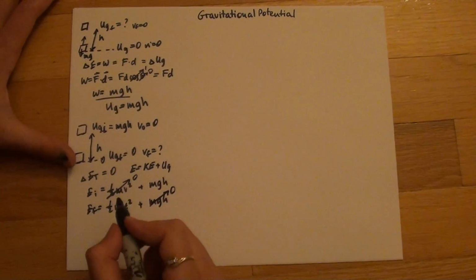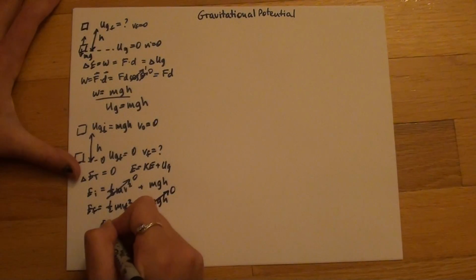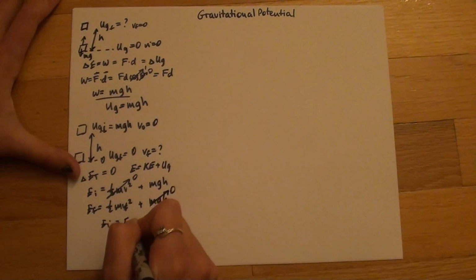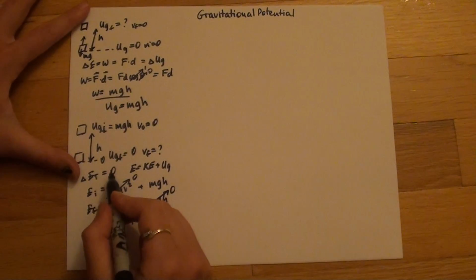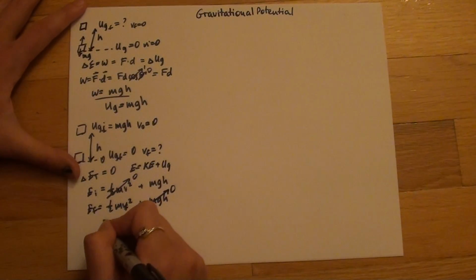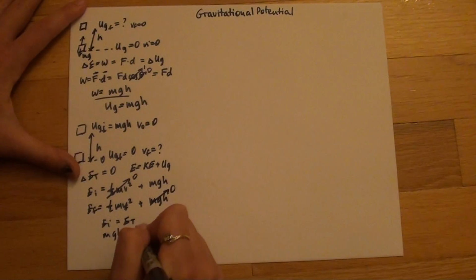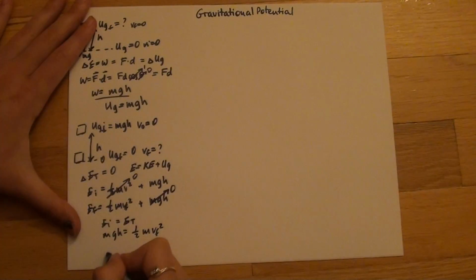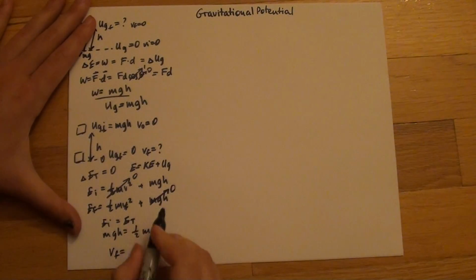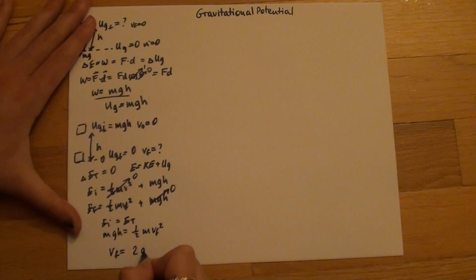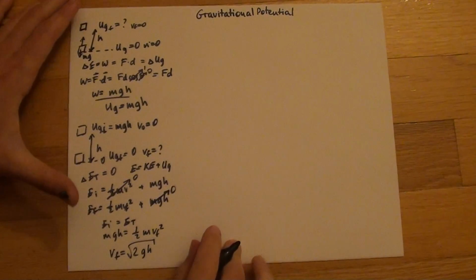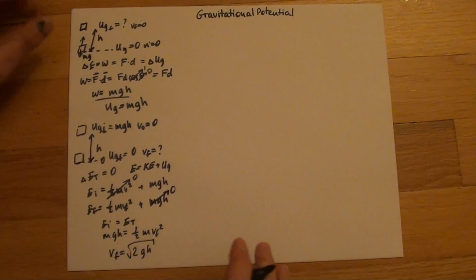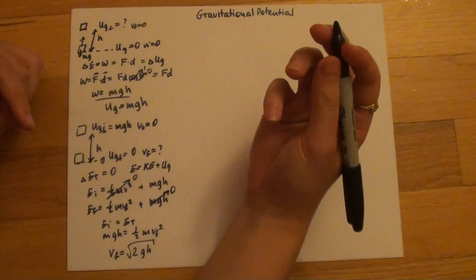So E initial equals E final because the difference between them is 0. So mgh will equal 1/2 m v final squared. From this equation we can determine v final, which would be the square root of 2gh. I'll tie this back later on when we discuss something more difficult.